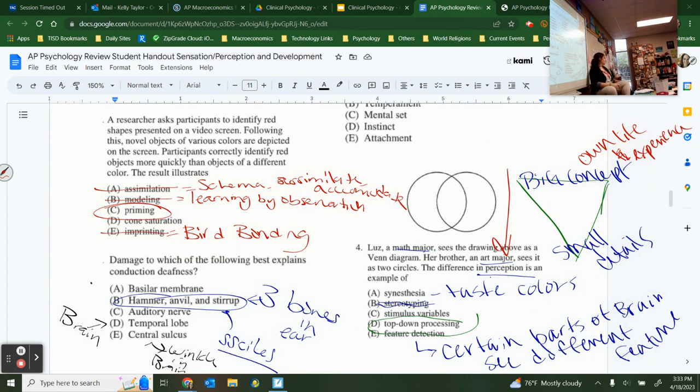You have some ideas about how the world works based on your own life experiences, and so you try to fit it in. You try to think, okay, where have I seen this? And that's before you look at the small details. Bottom-up would be looking at small details and then trying to fit them into what you've seen before. Here is what I've seen before and then what it actually is. So that's the correct answer there.